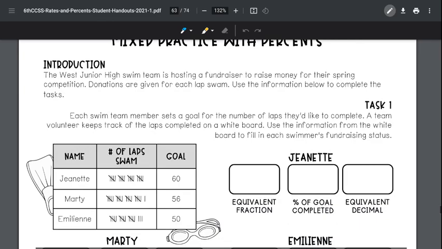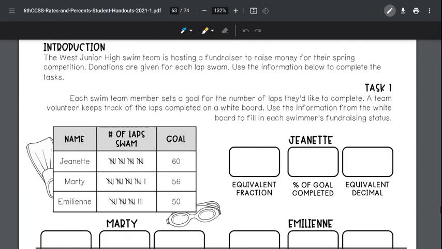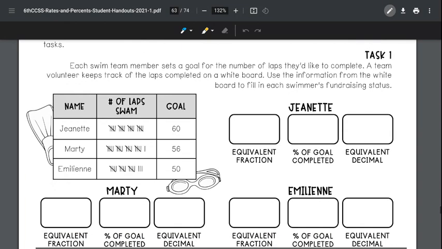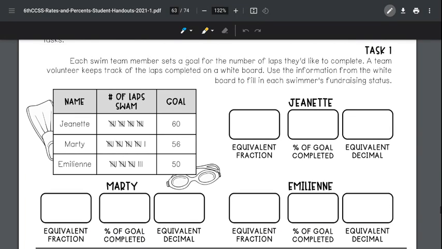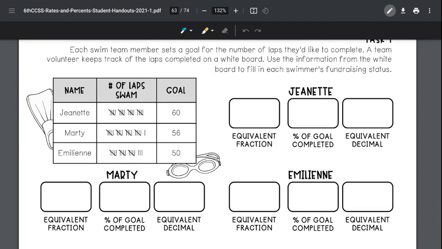Introduction. The West Junior High swim team is hosting a fundraiser to raise money for their spring competition. Donations are given for each lap swam. Use the information below to complete the tasks. Each swim team member sets a goal for the number of laps they'd like to complete. A team volunteer keeps track of the laps completed on a whiteboard. Use the information from the whiteboard to fill in each swimmer's fundraising status.